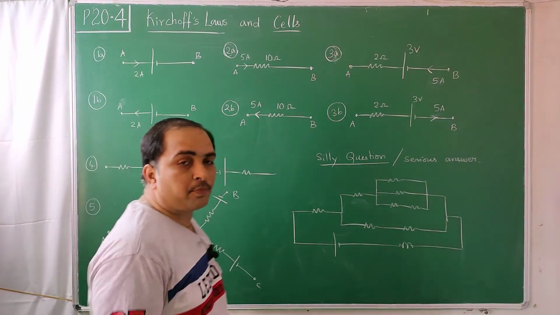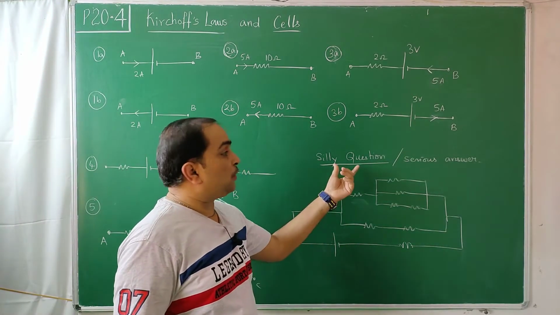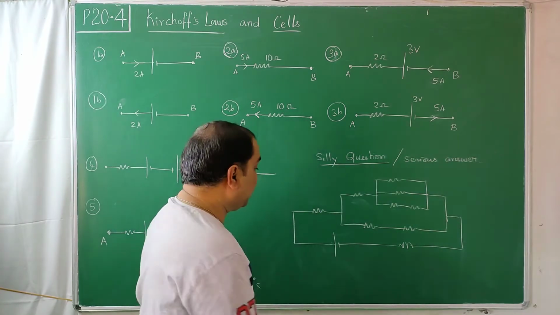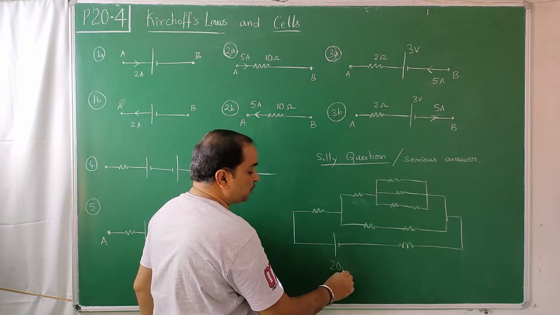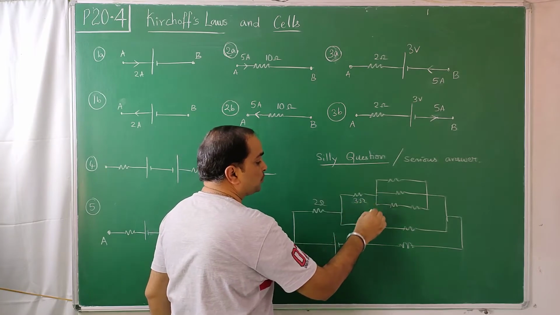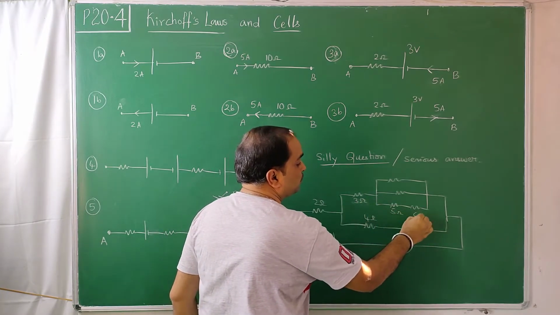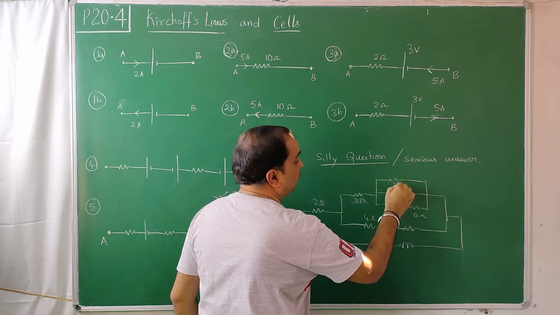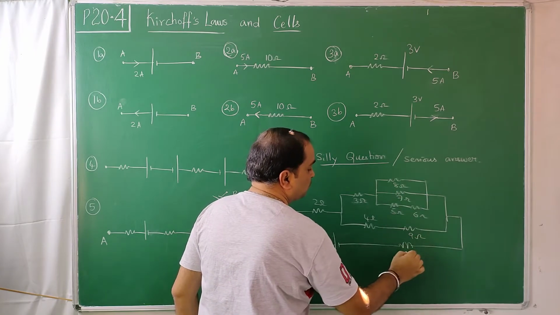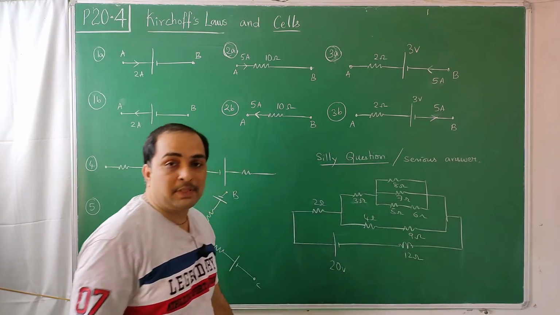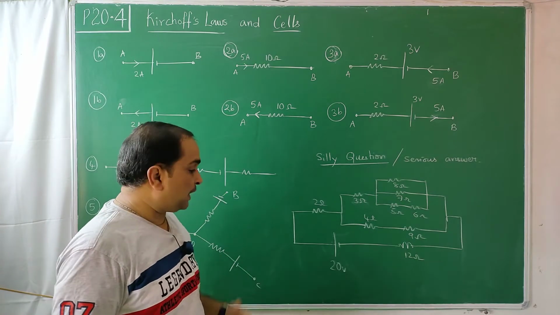Students, one of my students asked a silly question, but the answer is serious and related to this. For example, this battery is 20 volts, and there are resistors of 2 ohms, 3 ohms, 4 ohms, 5 ohms, 6 ohms, 7 ohms, 8 ohms, 9 ohms, 12 ohms, like that. Some resistors have been there. He wants to know this.